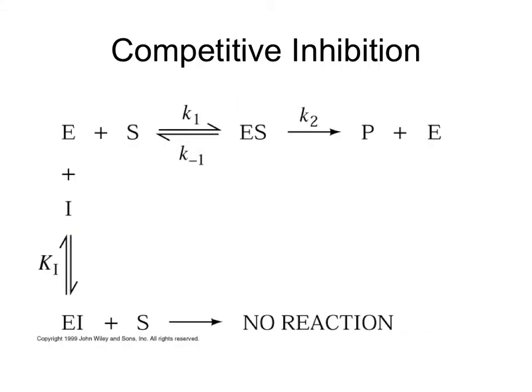The other thing that we need to look at in terms of enzyme kinetics is inhibition. So there are different types of inhibition. One shown here is called competitive inhibition, in which the inhibitor actually competes against the substrate to form an enzyme-inhibitor complex, which leads to no reaction, rather than going through the productive route and forming the product and the enzyme.